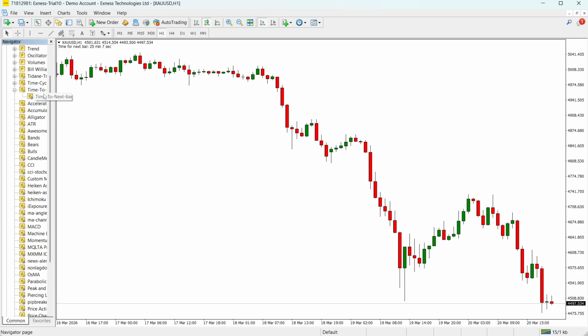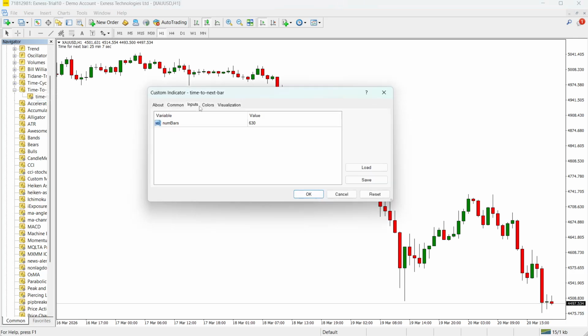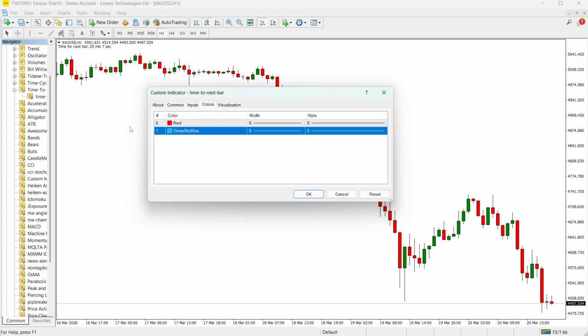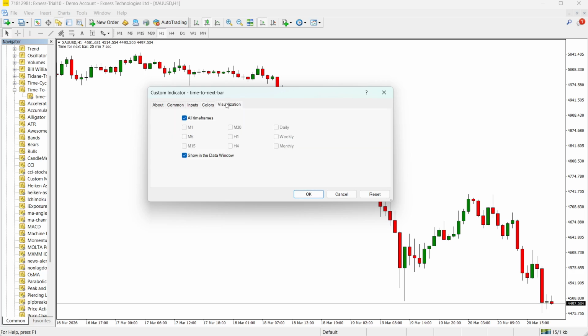As for the indicator settings, let's take a look at the inputs. Our only adjustable parameter here is the number of bars, and then we can customize our colors as well. You can also use it on your preferred time frames.